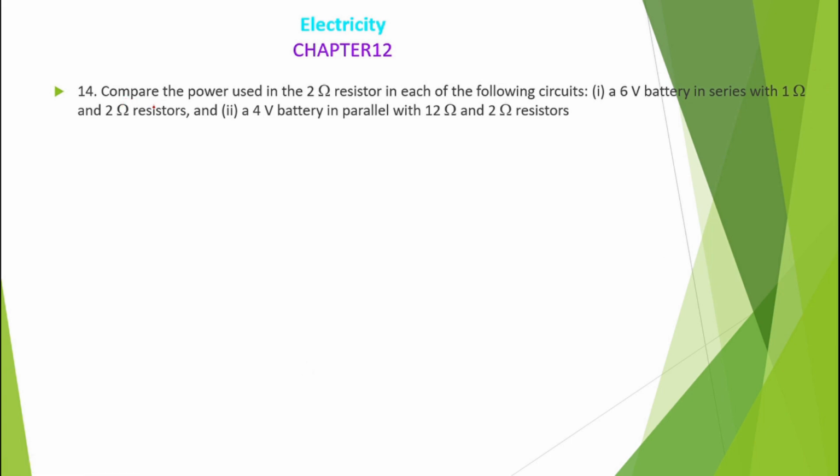Next question: compare the power used in the 2 ohm resistor in each of the following circuits. A 6 volt battery in series with 1 ohm and 2 ohm resistors. A 4 volt battery in parallel with 12 ohm and 2 ohm resistors. So here he has two types of connections, one is series and another one is parallel, and he is asking the power used in the 2 ohm resistor.